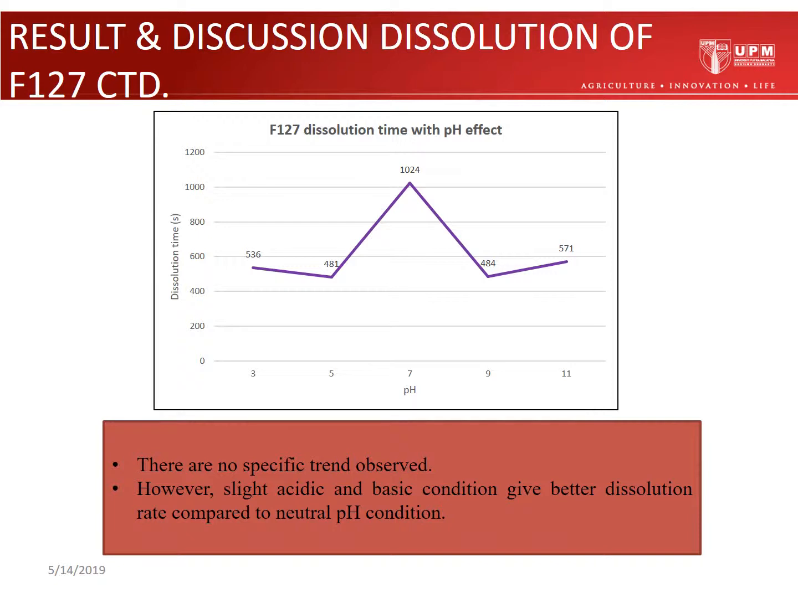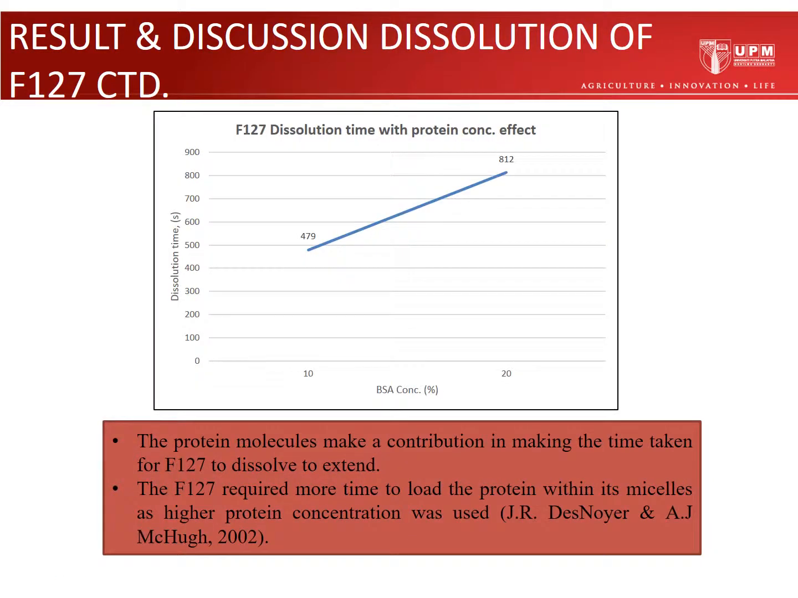Next, we are going to proceed with the pH effect on the dissolution rate. There was no specific trend observed. However, slightly acidic or basic conditions give a better dissolution rate compared to the neutral pH condition. Now we are going to proceed with the last parameter, which is the protein concentration effect. As we could see, as the protein concentration increases, F127 requires more time to load the protein within its micelle, as a higher protein concentration was used.